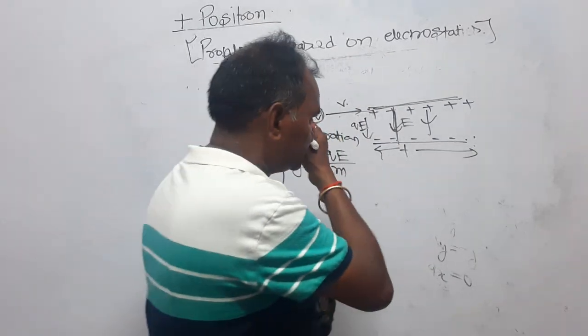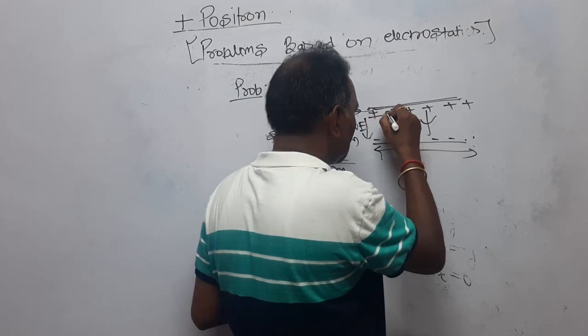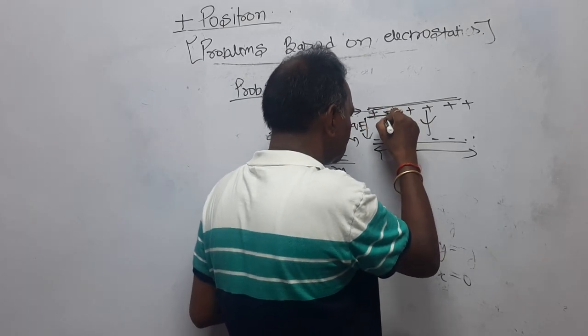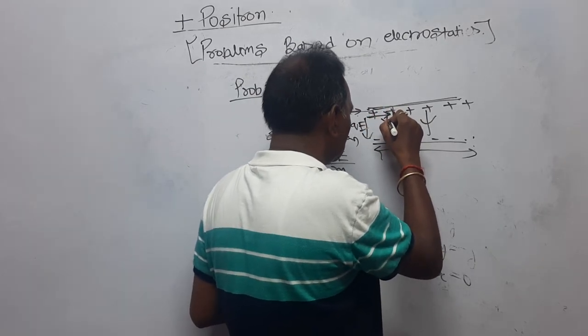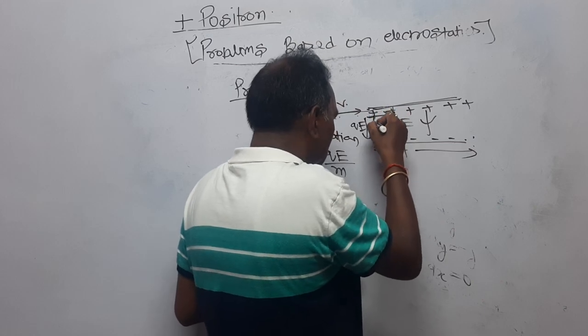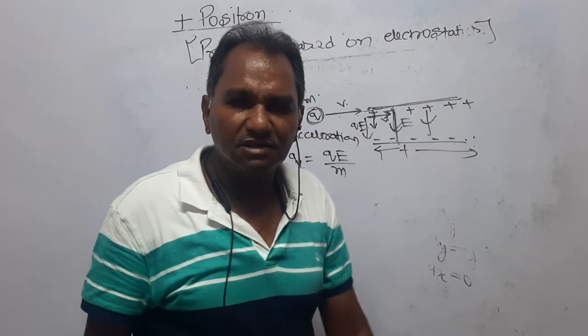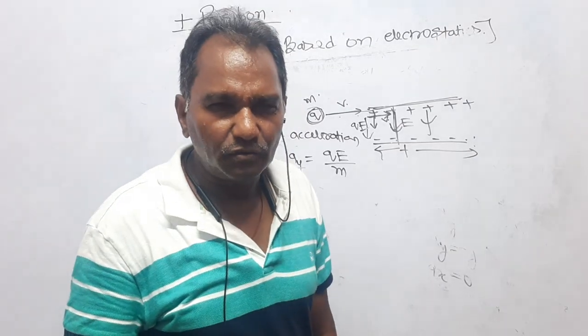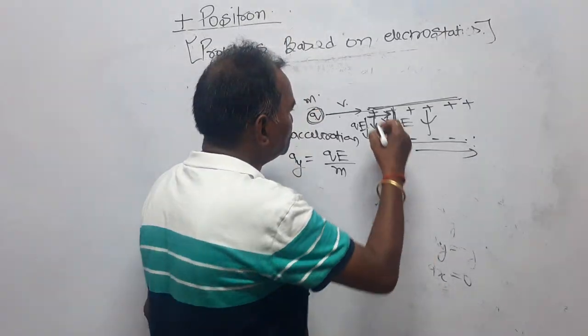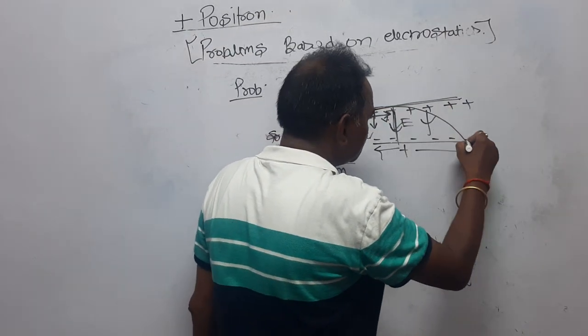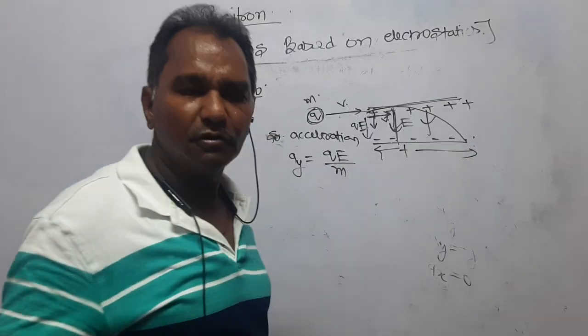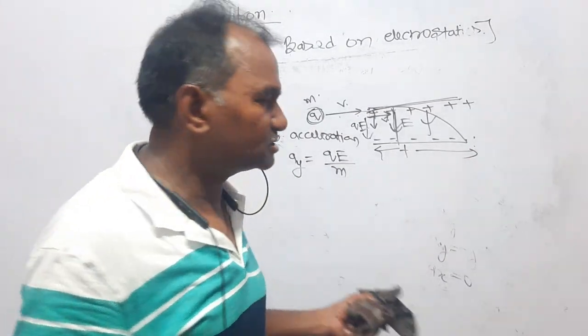Now dear student, as soon as this charge enters along the x-axis with velocity v, the acceleration is acting vertically downward. So the motion of the charge, the path of the trajectory, will be parabolic. The same thing happens, dear student.